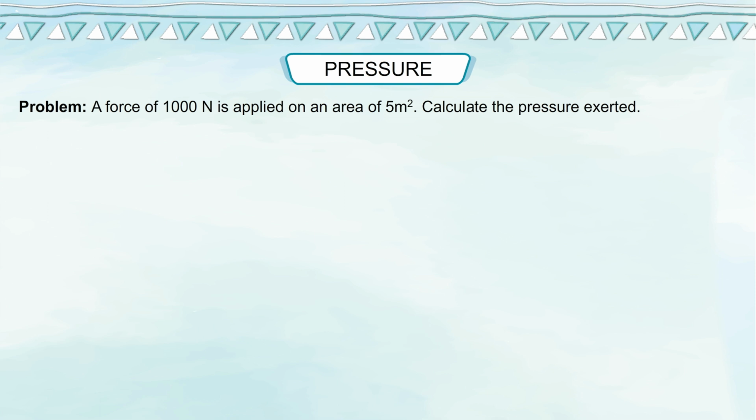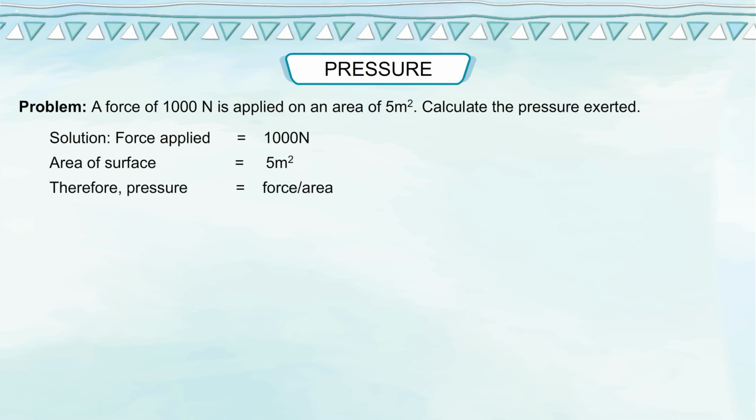Problem. A force of 1000 Newton is applied on an area of 5 meters square. Calculate the pressure exerted. Solution. Force applied is equal to 1000 Newton. Area of surface is equal to 5 meters square. Therefore, pressure is equal to force upon area. P = 1000 Newton upon 5 meters square = 200 Pascal.